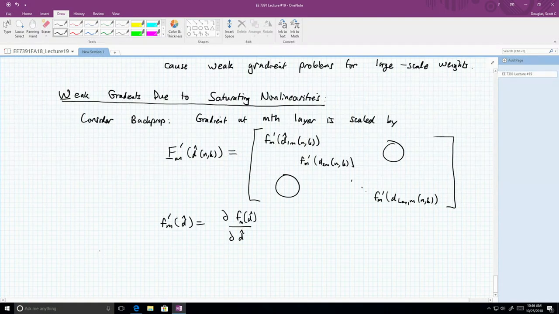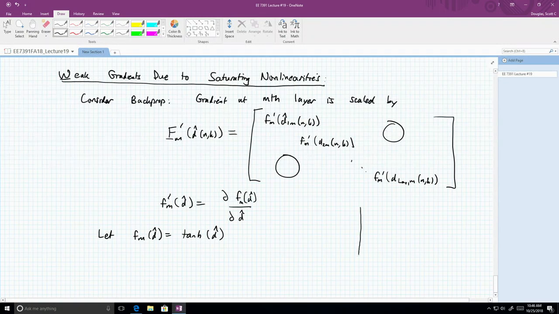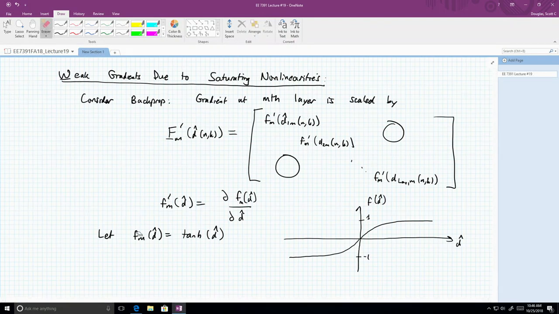Let's say we're using Fm of d hat to be hyperbolic tangent. Then of course, we plot that out. We know what that looks like. It looks like a saturating nonlinearity. Behaves kind of like this. Is linear, goes to 1. This will go to -1, right? This is d hat, f of d hat, and maybe I'll just leave off the m. That's implied here.